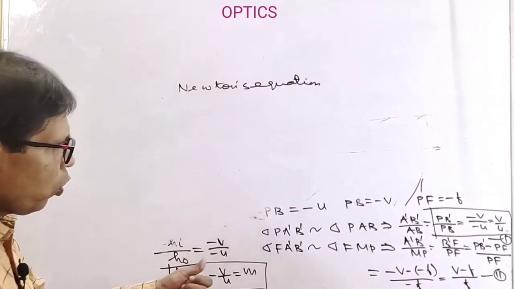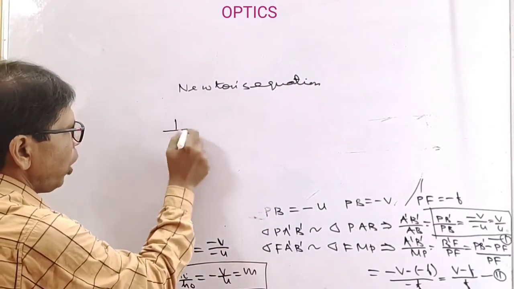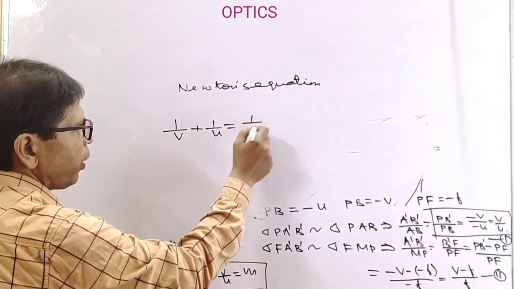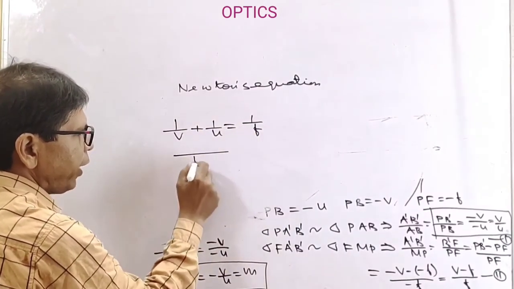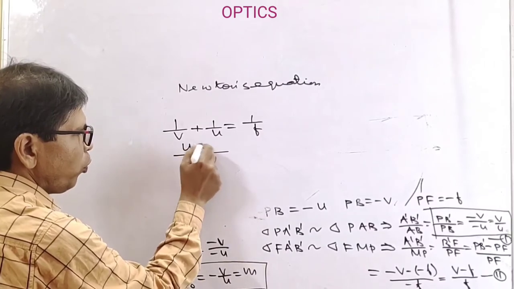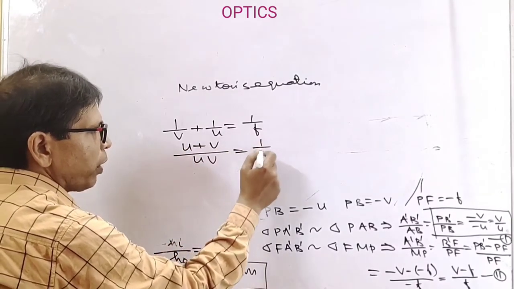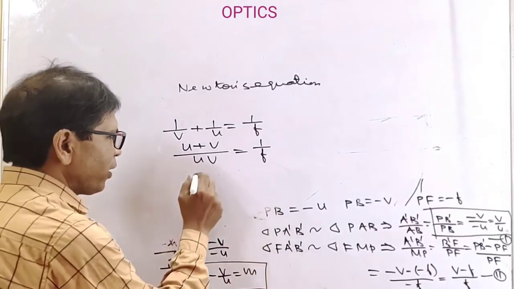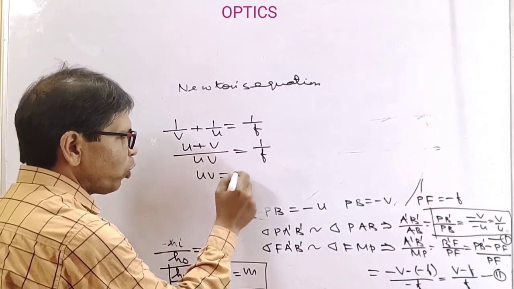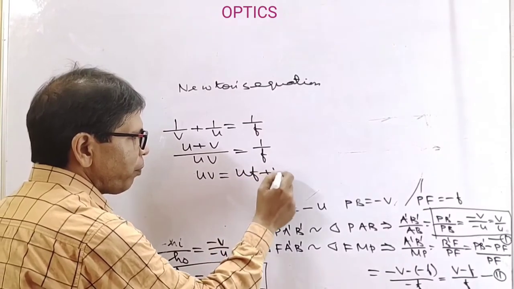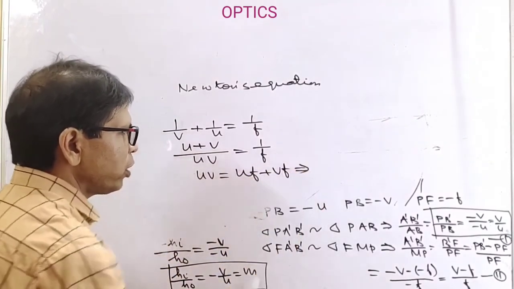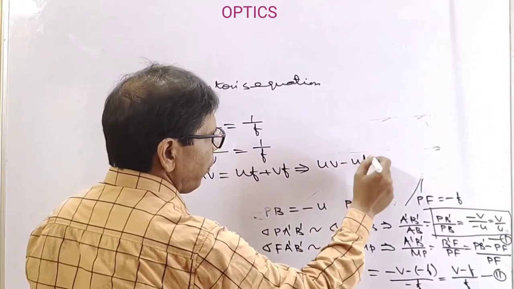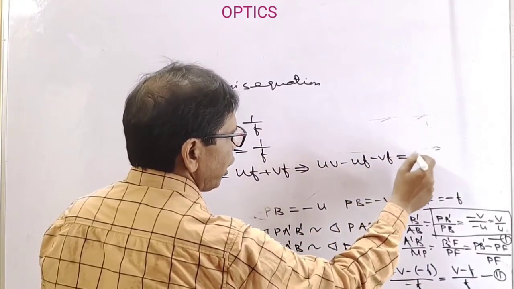We have the formula 1 by V plus 1 by U equals 1 by F. Taking the LCM UV, U plus V over UV equals 1 by F. Okay? No problem. Now multiplying, UV equals UF plus VF. From this we can write UV minus UF minus VF equals 0.